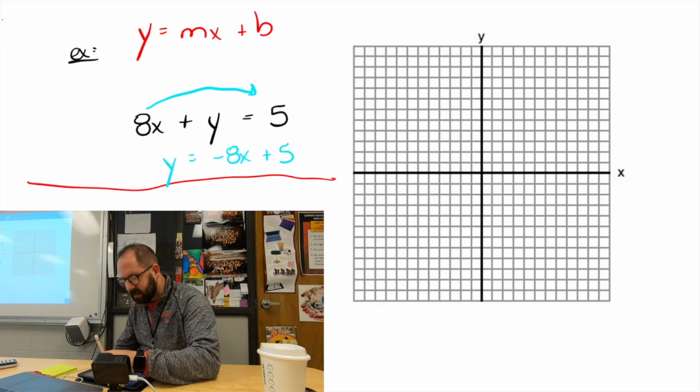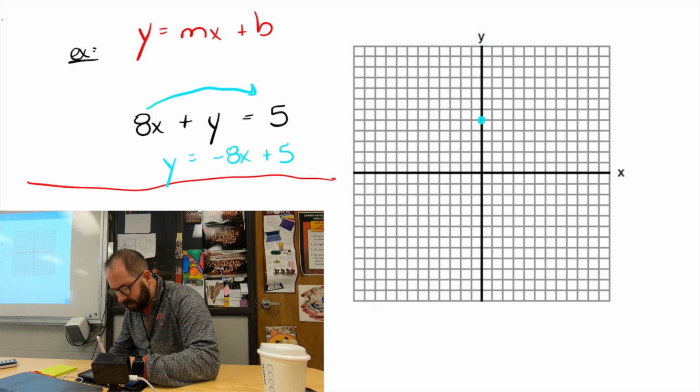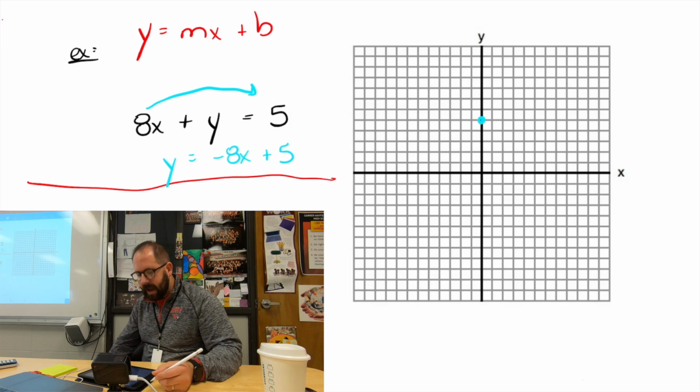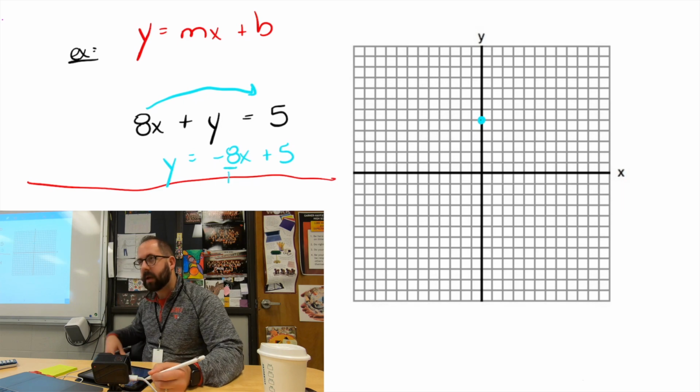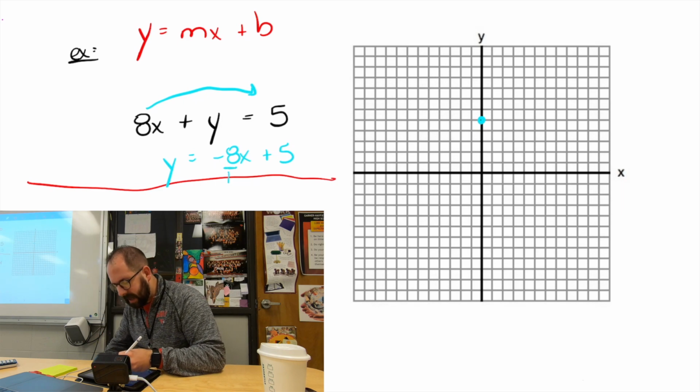I'm going to start at +5. It should be 5, right? 1, 2, 3, 4, 5. And then my slope tells me to drop 8 and run 1 to the right. The negative tells me dropping. So I'm dropping 8, running 1. Dropping 8, running 1. And this is what it looks like.